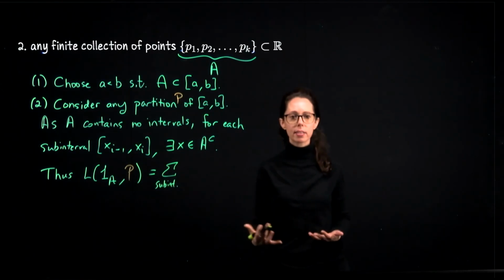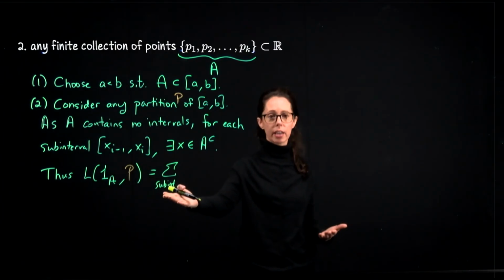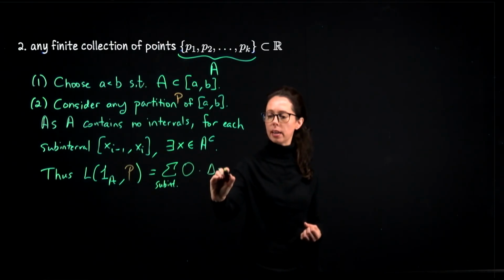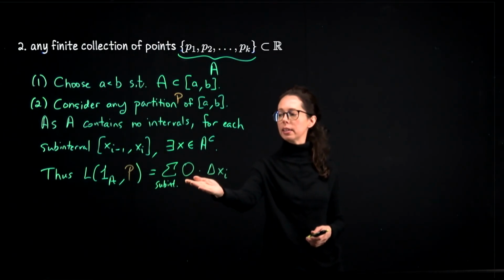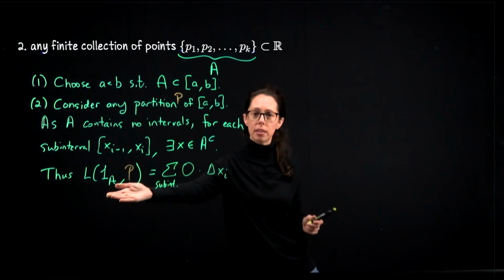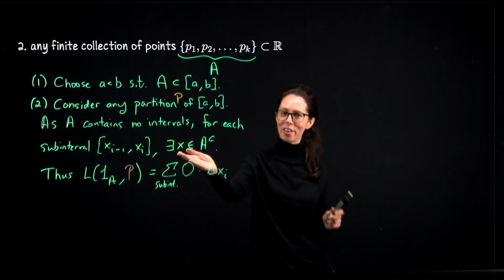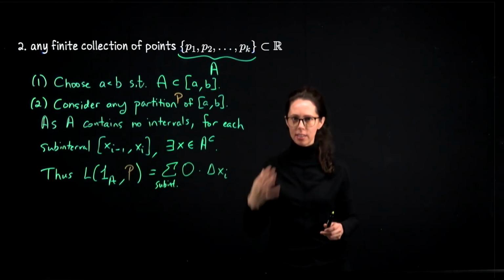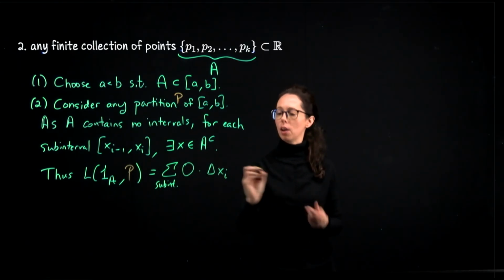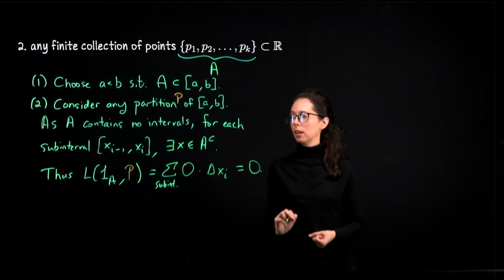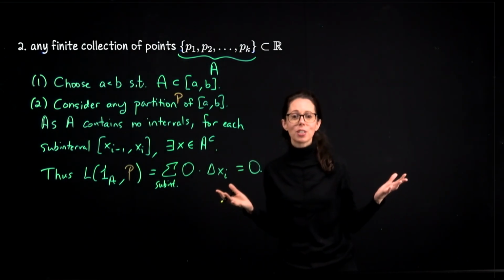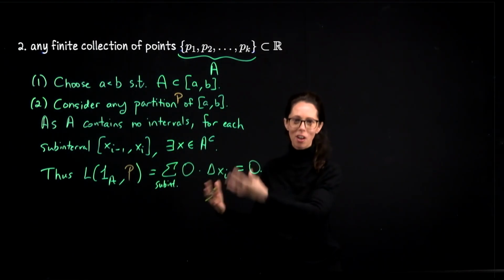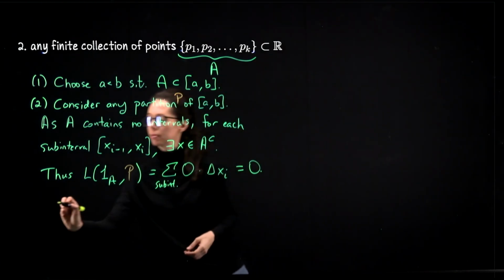Okay, so it would be a finite sum. Once you've created a partition, you create a finite collection of subintervals. So this is some finite sum of 0 times delta x_i. 0 here because the infimum of the characteristic function must be 0, because there is at least one point, in fact there are many, in each subinterval which does not belong to A. So the characteristic function is 0 on all such points. Okay, so that's 0. This is true for any possible partition, so I can immediately take the supremum of the set of all possible lower sums with respect to all possible partitions. It must be 0.